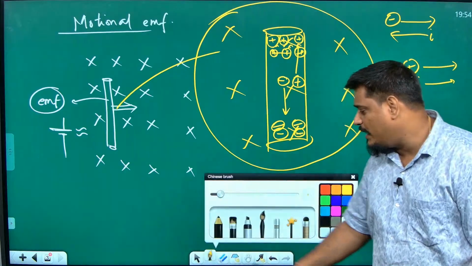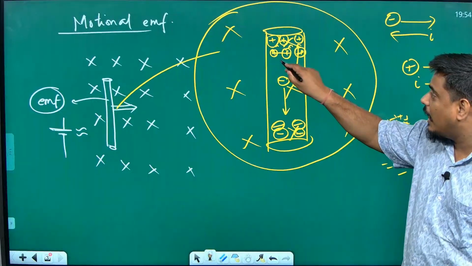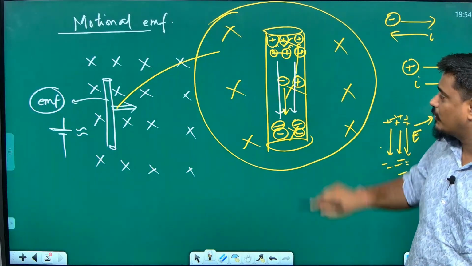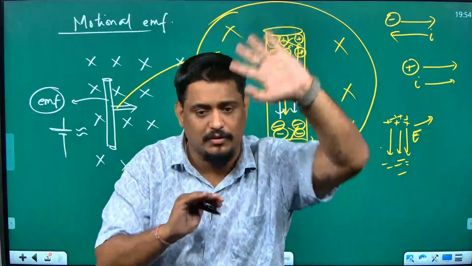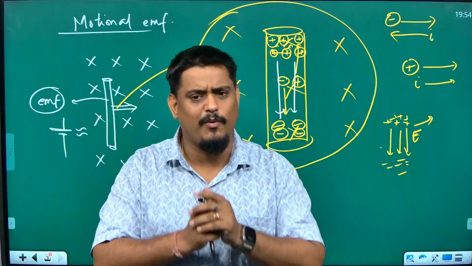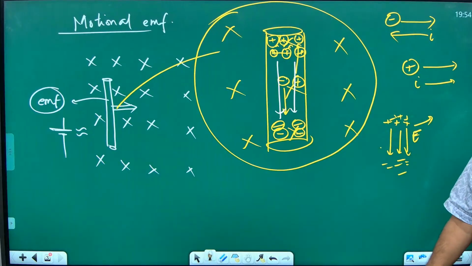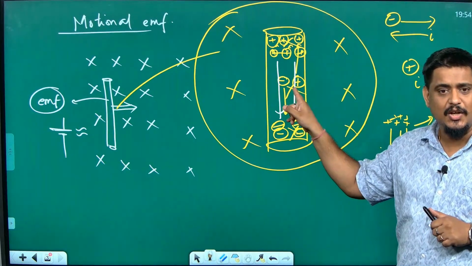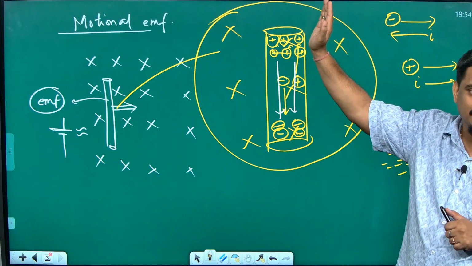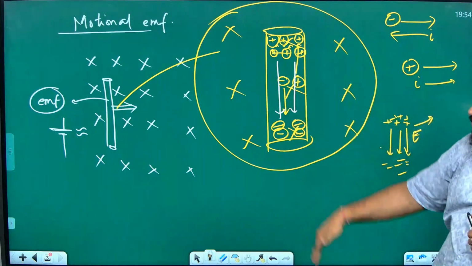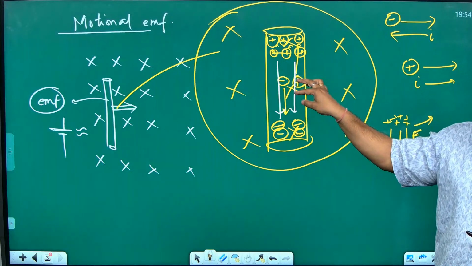Earlier, I had only a magnetic field. Now, what do I have additionally? I have an electric field also. And how does this electric field come? It comes because of the accumulation of positive charge and negative charge towards the upside and downside of the rod. Okay, what does it do? If an electric field is being created, the positive charge, which was trying to go upwards because of the magnetic field, will now try to go downwards because of the electric field.